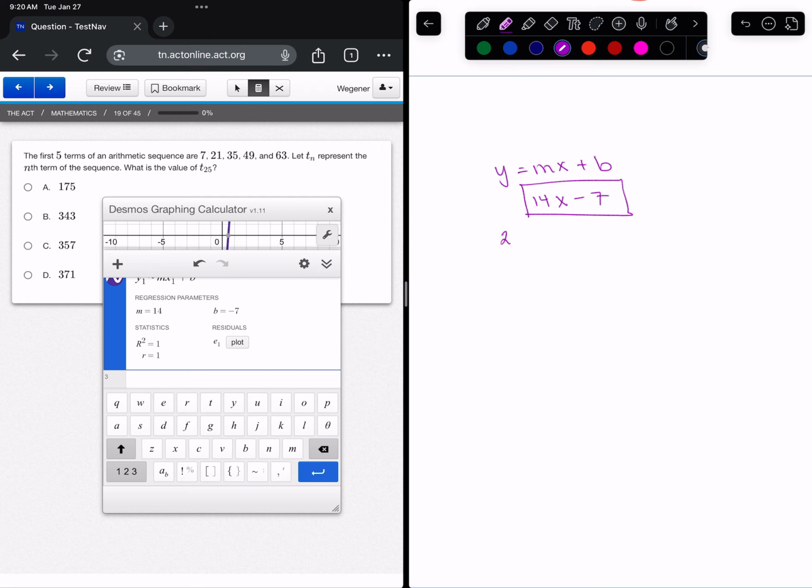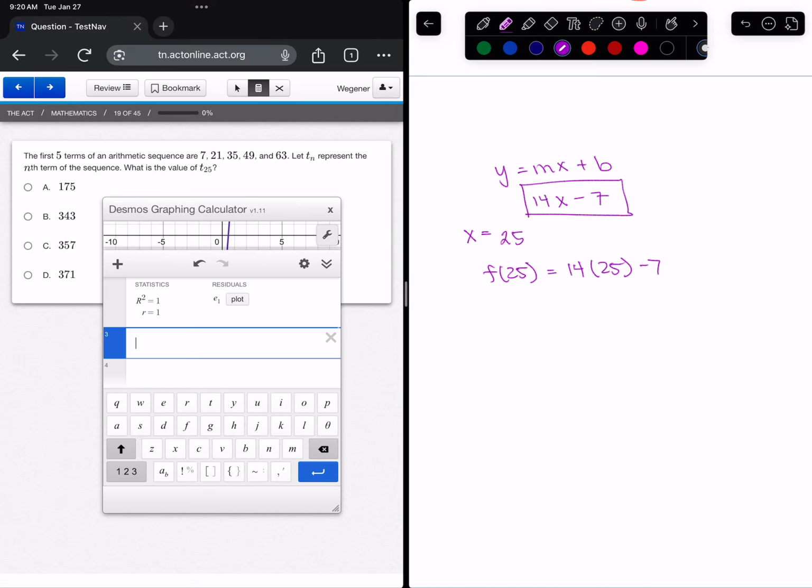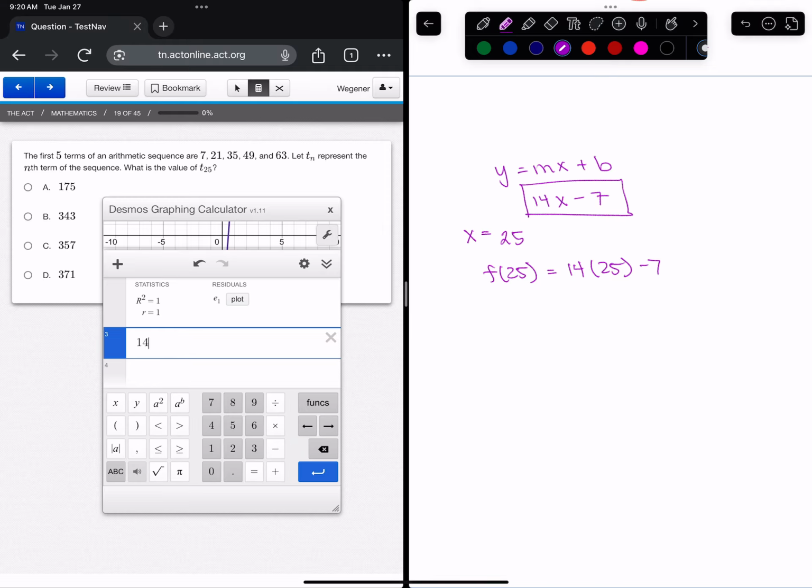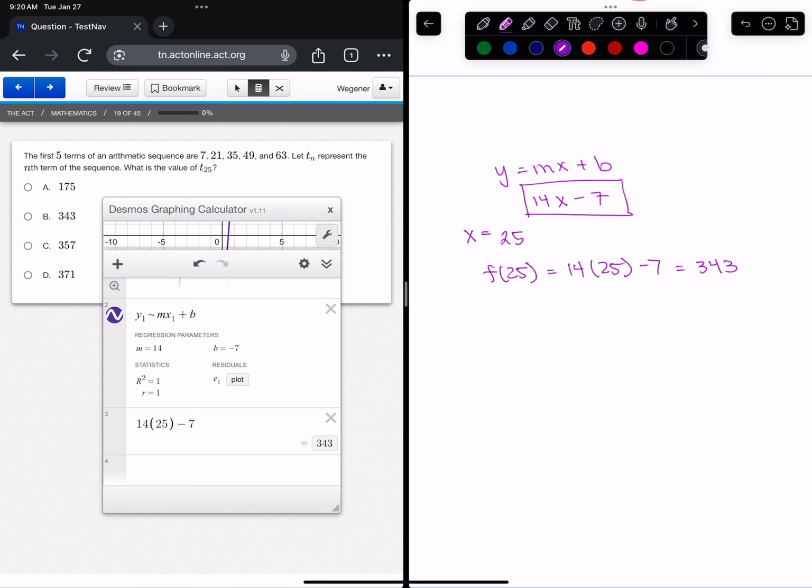So if the 25th term is x equals 25, basically plug in 25 into my equation for a line. 14 times 25 minus 7 will be my answer. Okay, so let's go put that in. 14 times 25 minus 7 is equal to 343. So the answer is B.